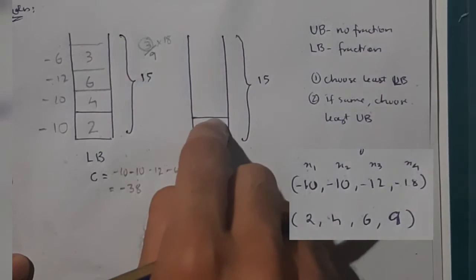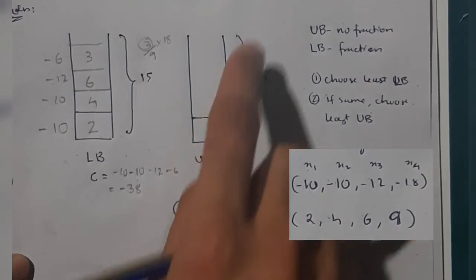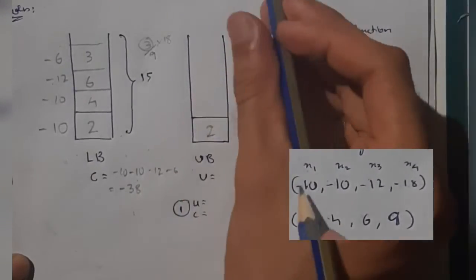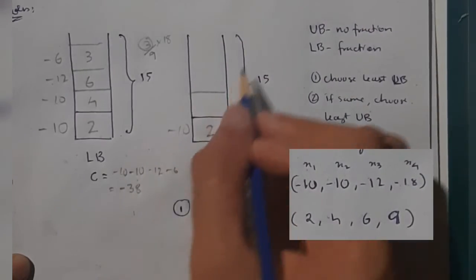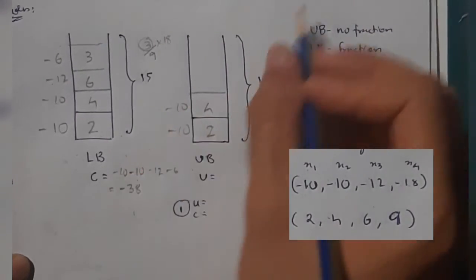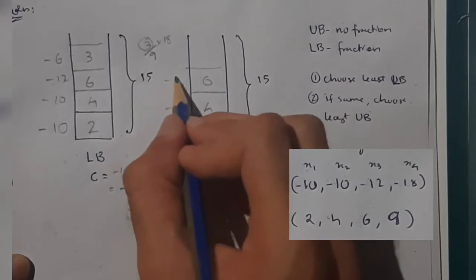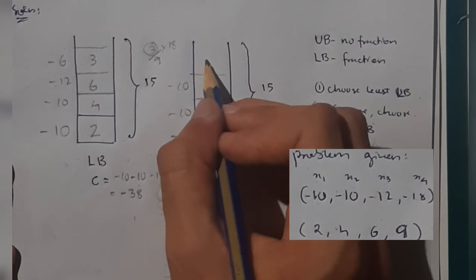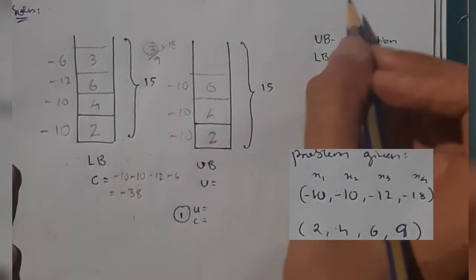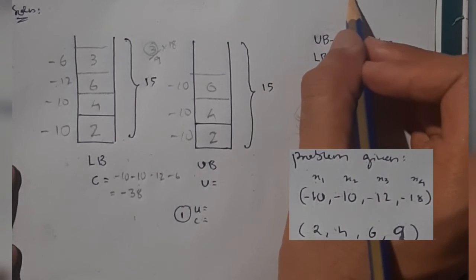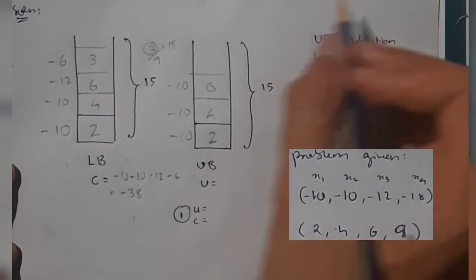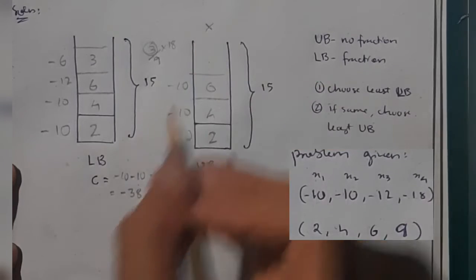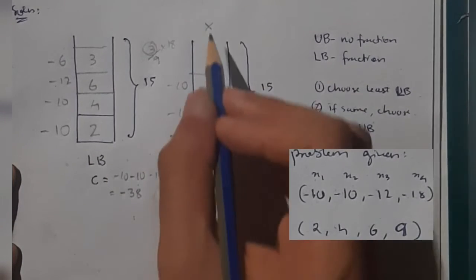We'll do the same thing for the upper bound also. First item here is 2. What's the profit? Minus 10. Second object 4, profit is minus 10. Third object 6, profit is minus 12. The only difference here is that we have 3 kilograms left, but we cannot include 9 here because it's more than 3. The second option is to include a fraction, but here we will not include a fraction. This is the main difference between lower bound and upper bound. We'll just stop here.